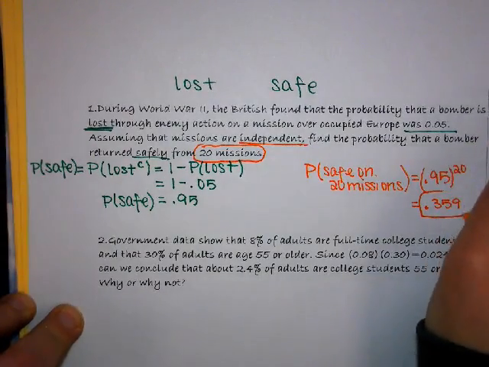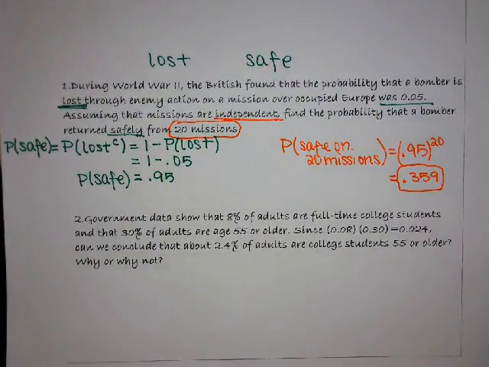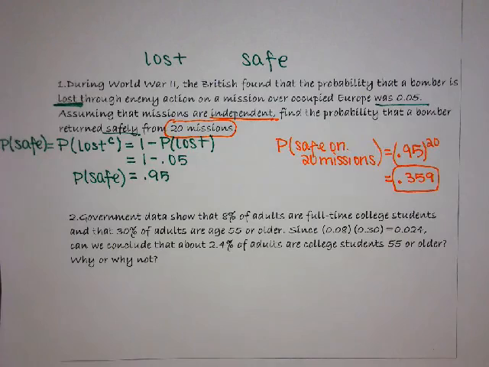No questions? All right. Number 2, government data show that 8% of adults are full-time college students and that 30% of adults are age 55 or older. Since 0.08 times 0.30 equals 0.024, can we conclude that about 2.4% of adults are college students 55 or older? Why or why not?